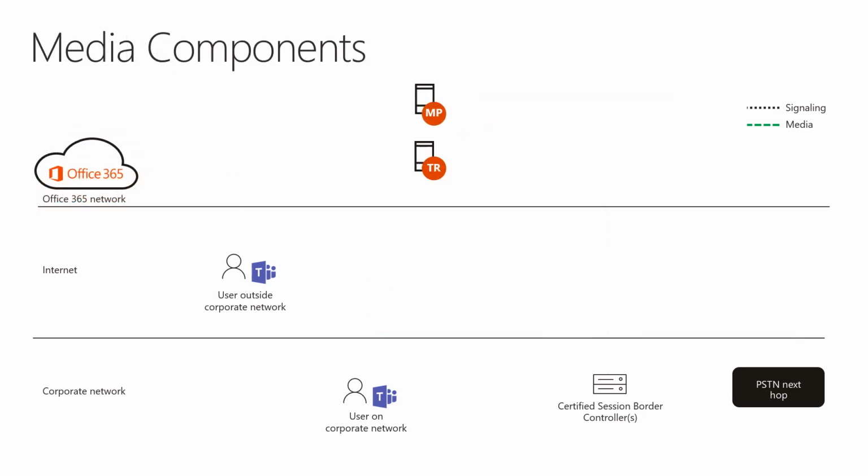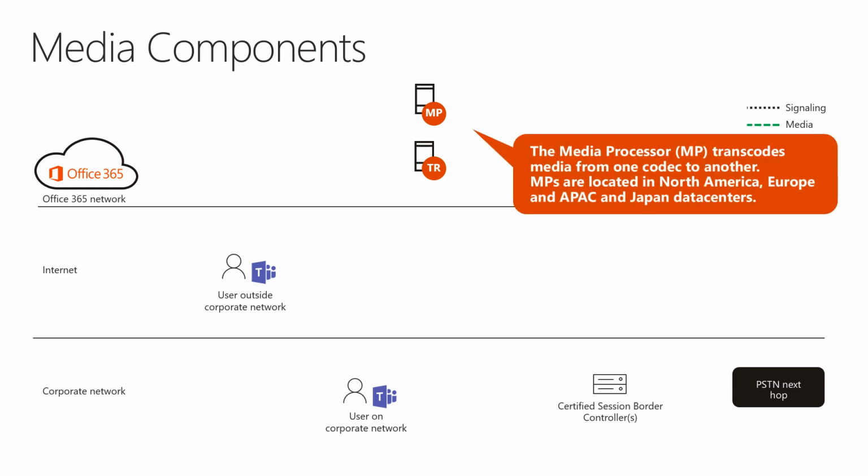While signaling always looks the same, media is a little bit more complicated. So we're going to use this slide to introduce these two new components, the media processor and the transport relay, and then talk about different scenarios in the following slides. So the first component we want to talk about is the media processor. The media processor transcodes media from one codec to another. So the Teams client uses some specific Teams codecs that the session border controller might not understand. In that case, the media processor can transcode the media for the session border controller to understand it. The media processors are located in our data centers in North America, in Europe, in APAC, and in Japan.